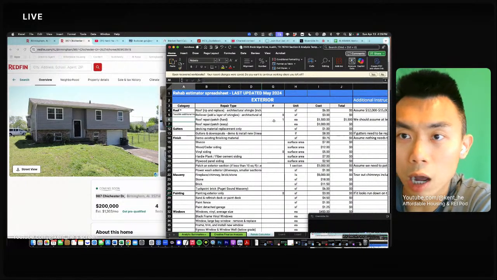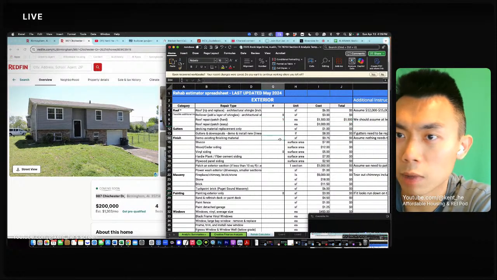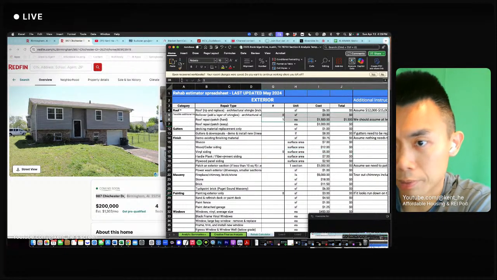In row 6, I'll put aside $1,500 for the roof, just in case there's something that I can't see. In every property that I've bought, I've always had to do some patches or repairs to the roof. So I'm setting that aside now.